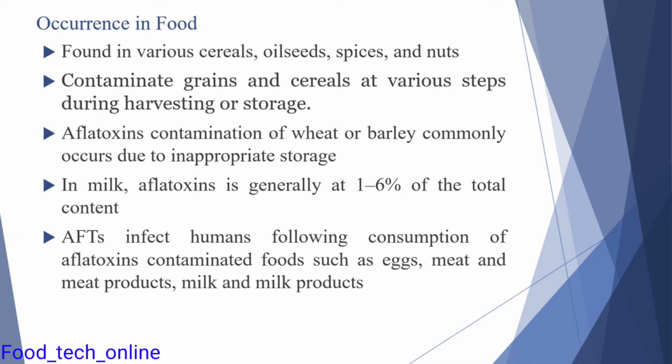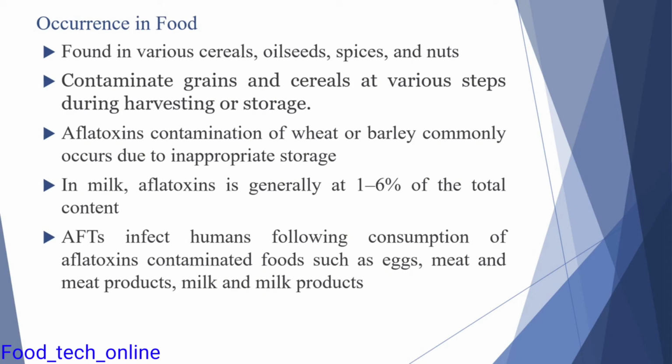And also they will contaminate the grains and cereals during the various steps of their harvesting or storage. There is a chance of contamination of grains and cereals at the various steps of harvesting and also at the storage step. And the aflatoxin contamination of wheat or barley commonly occurs due to inappropriate storage. So, the occurrence of aflatoxin producing fungus or the production of aflatoxins in wheat or barley products is mainly because of the inappropriate storage process.